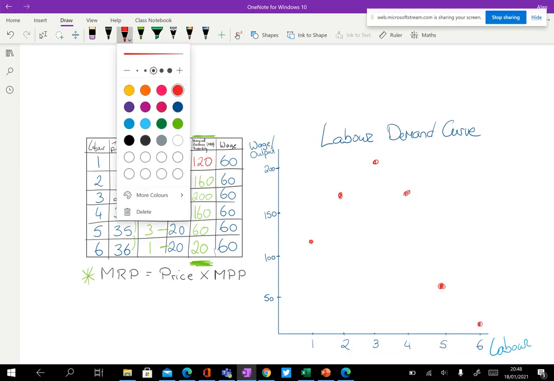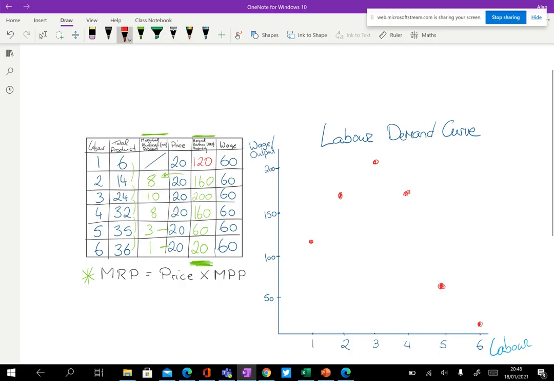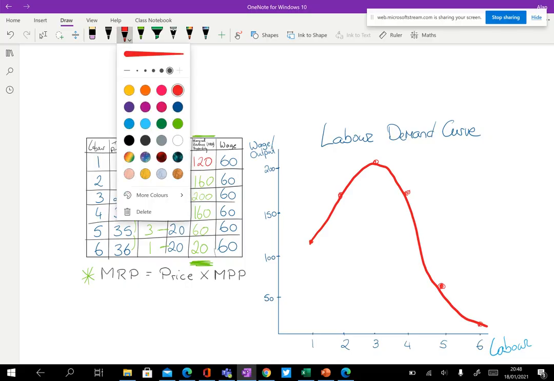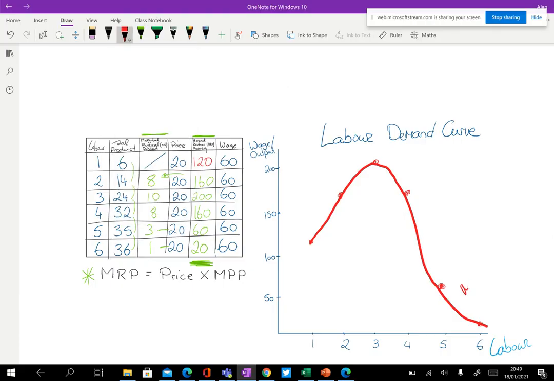Okay, so what we're going to do, obviously enough, is join those dots together. And we get our MRP curve. So this right here is our MRP curve, our marginal revenue product curve. This is also actually our demand curve for labor. So let's look at it now, our demand curve for labor. And what is this telling us? This is telling us how many people we should hire based upon the amount of revenue that they bring in.